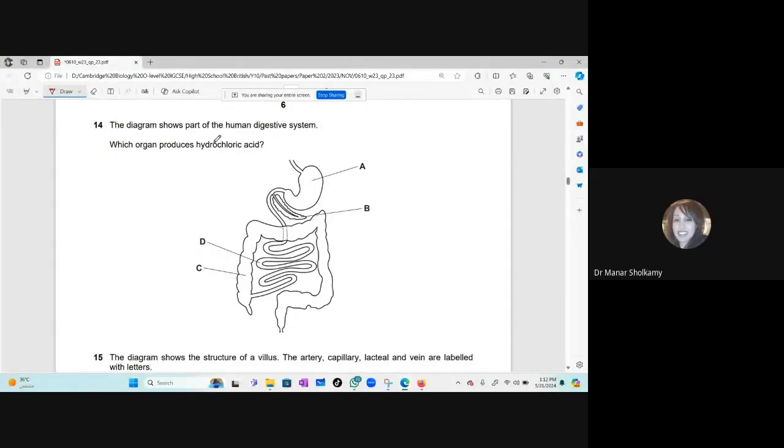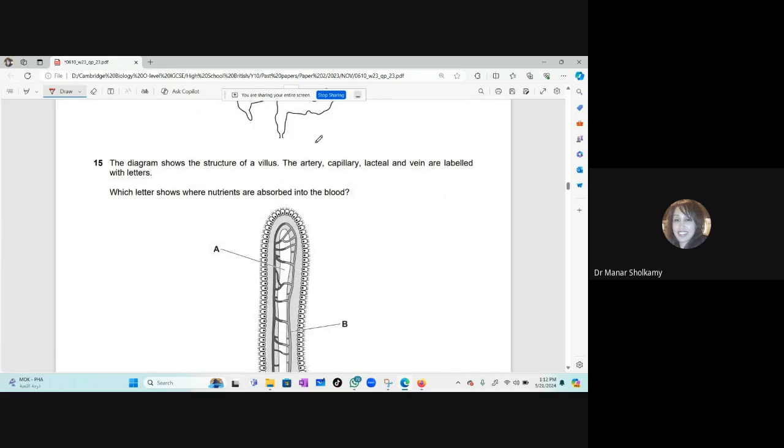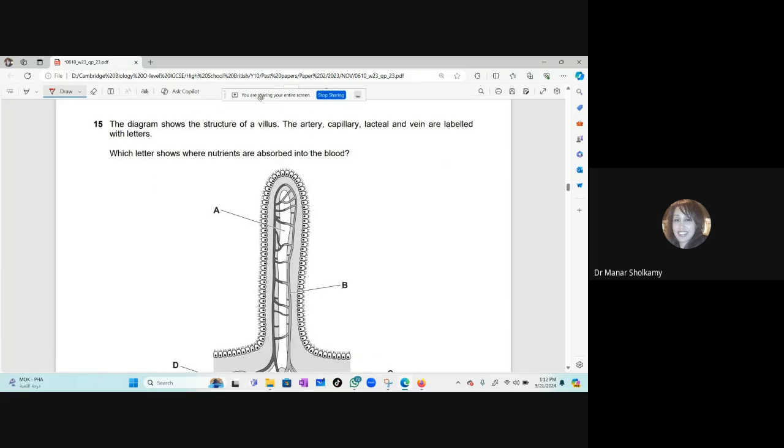Yes. Which organ produces hydrochloric acid, my dear? A, B, C, or D? A. Okay, very easy one. Okay. 15. The diagram shows the structure of a villus. The artery, capillary, lacteal, and vein are labeled with letters. I think also this question is repeated. We solved it last time.